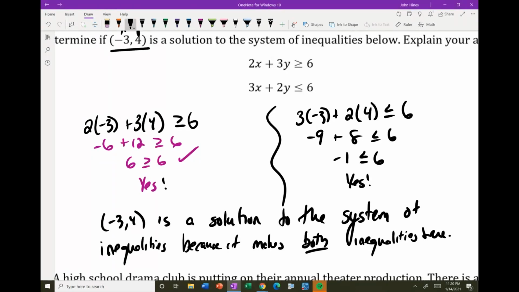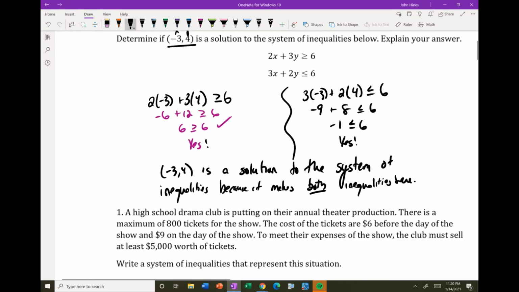All right, so it is a solution to the system because it makes both of them true. That's how I become a solution to a system. When I plug that point in, it works for both of them.